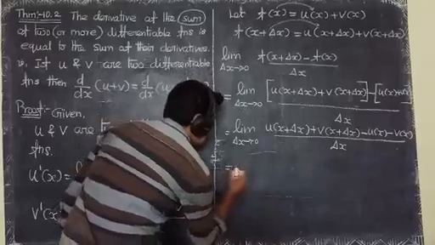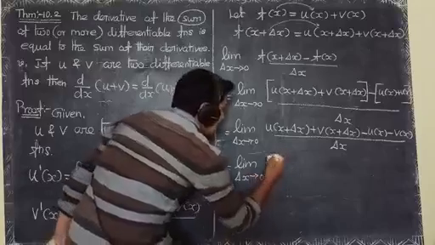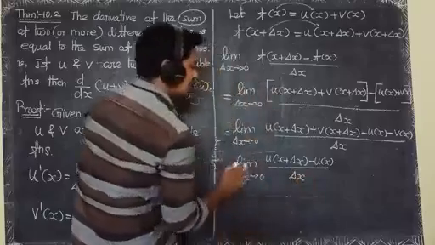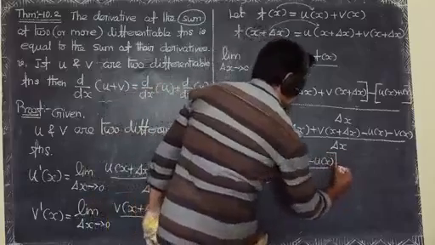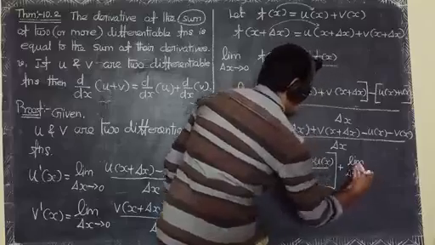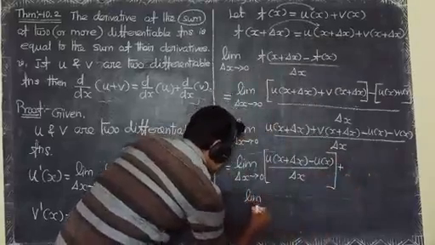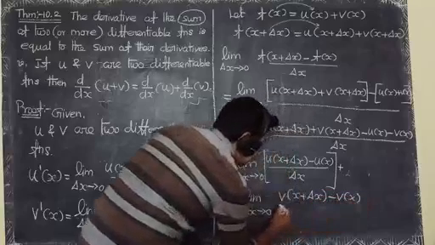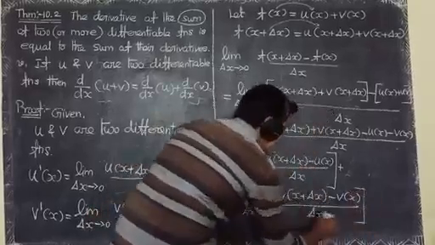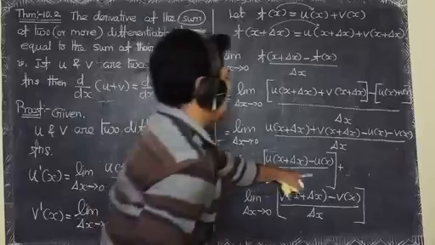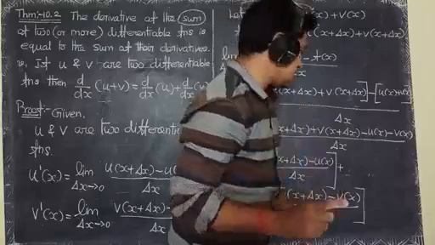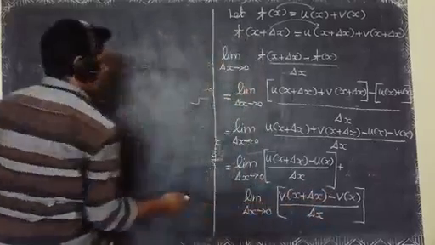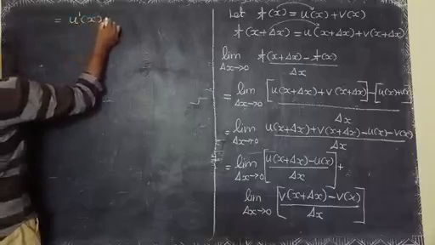That is, limit as Δx approaches 0 of [u(x + Δx) − u(x)] / Δx, this is one function, plus limit as Δx approaches 0 of [v(x + Δx) − v(x)] / Δx, the other function. The first is known as u'(x), and the second is known as the differentiation of the function v(x), that is v'(x). So this is u'(x) plus v'(x), which equals u'(x) + v'(x).